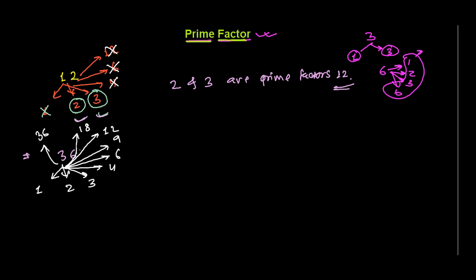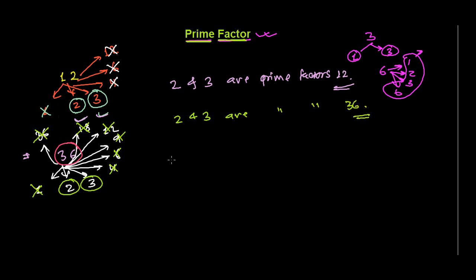Alright, so here we have 36, and these all are the factors of 36 which can divide 36 without any remainder. So let's choose all those numbers which are only prime numbers. 36 is a composite number, so I'm cancelling this. Similarly 18, 12, 9, 6 and 4, these all are composite numbers, and 1 is neither composite nor prime. So 36 has only two prime numbers among its factors. So what I can say, 2 and 3 are prime factors of 36.